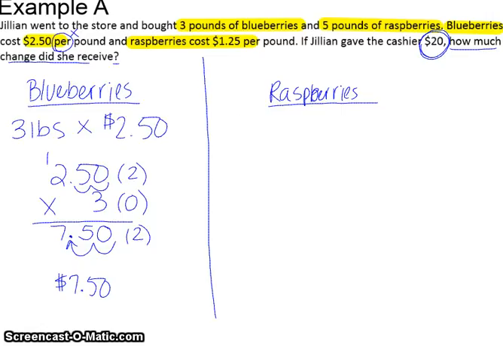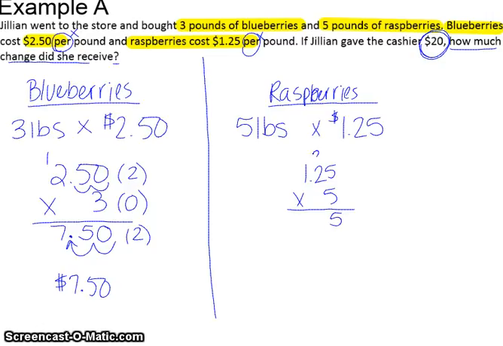So it says I have 5 pounds of raspberries. And it says that my raspberries cost $1.25 per pound. And I know that per means to multiply. So I need to go ahead and multiply these. So I'm going to take $1.25, and I'm going to multiply that by 5. And again, I'm not lining up the decimals because I don't have to do that when I multiply, only when I add and subtract. So 5 times 5 is 25. 5 times 2 is 10, and 10 plus 2 is 12. 5 times 1 is 5, and 5 plus 1 is 6.